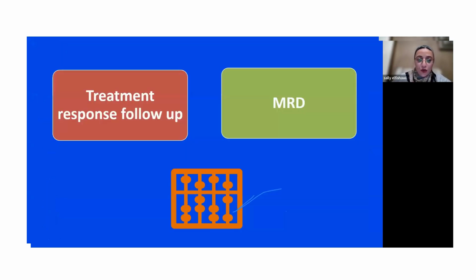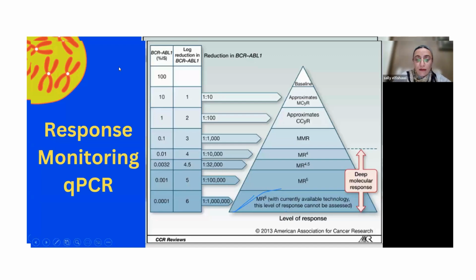So for the quantitative techniques, we would use them for, as we said, treatment response follow-up and measurable residual disease. And for the response monitoring, the famous qPCR and the log reduction in the molecular response in the BCR-ABL1 in the chronic myeloid leukemia. We all know that the transcripts that are there, we measure the transcripts via quantitative PCR, and whenever we go for the deep molecular response, we have this reduction in the transcript or the target of BCR-ABL1.